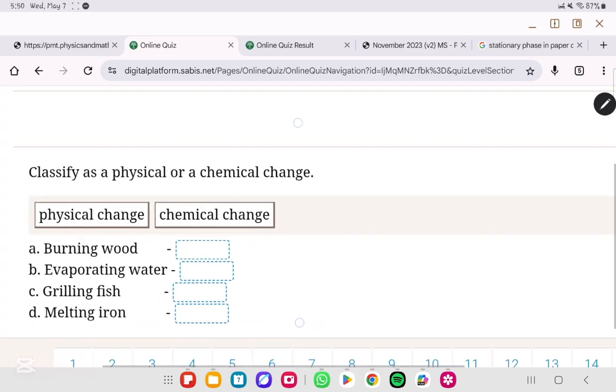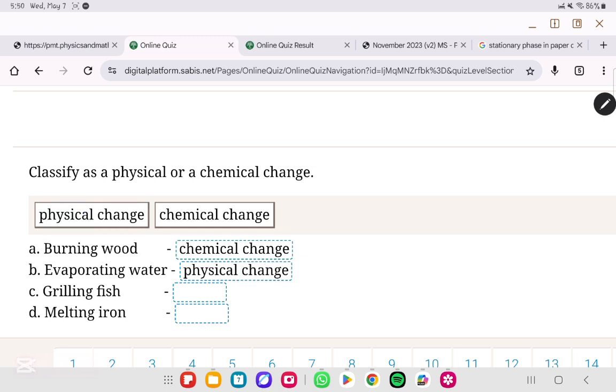So classify as a physical or chemical change. Okay. When classifying as physical or chemical change, just ask this one question. Can I turn it back? So if I burn wood, can I turn it back to normal? No. If you cannot, then it's a chemical change. But evaporating water, if I evaporate water, can I condense it again and make it liquid? Yes. So that's a physical change.